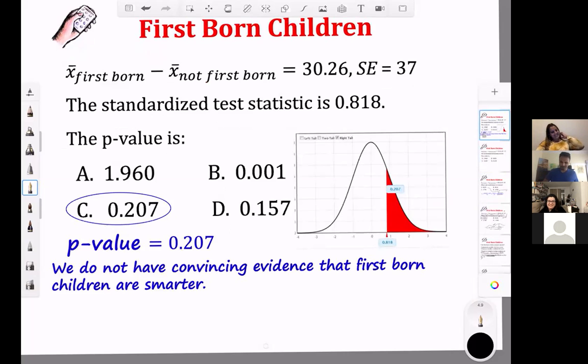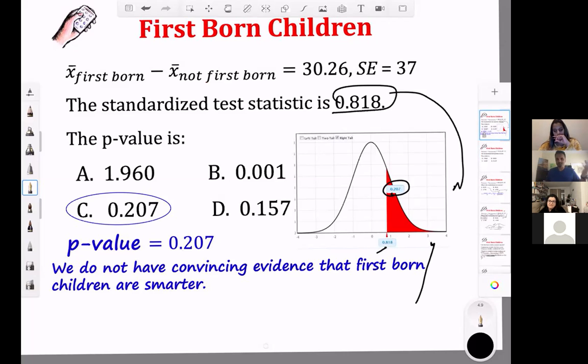So this is a solution. We have the z-score, we go to StatKey, and this is positive. You also need to know whether it is left, right, or both sides. The question asks, are they smarter? So are they more? Then you look at the right side. You put 0.88, and the area is 0.207. That is huge, correct? The p-value is big. So that means we do not reject the null hypothesis.